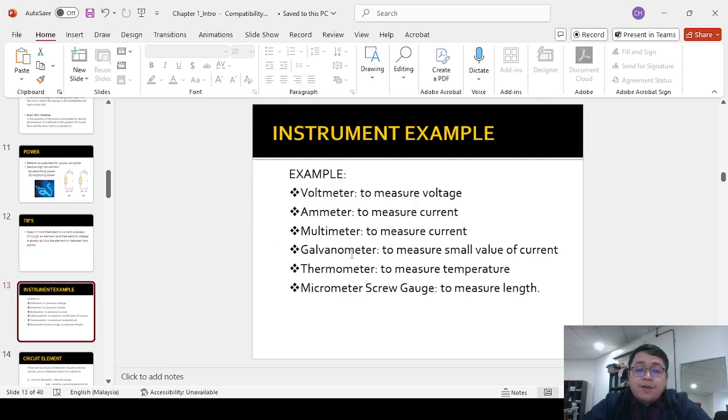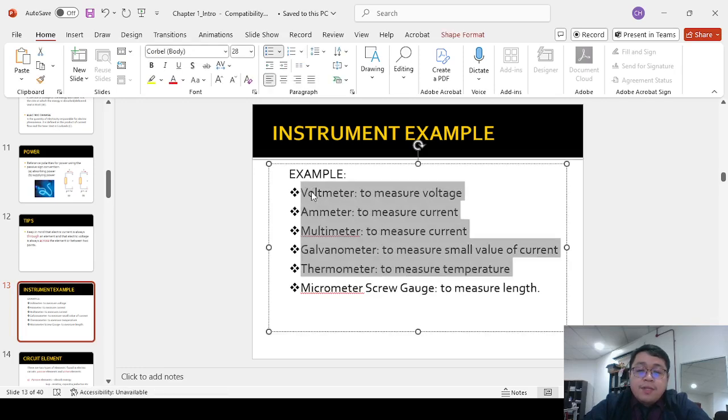So a galvanometer is to measure small values of current, and a thermometer is to measure temperature. And finally, a micrometer screw gauge is to measure length. This is not that essential in our class. The most important things are the voltmeter, ammeter, multimeter, galvanometer, and thermometer.